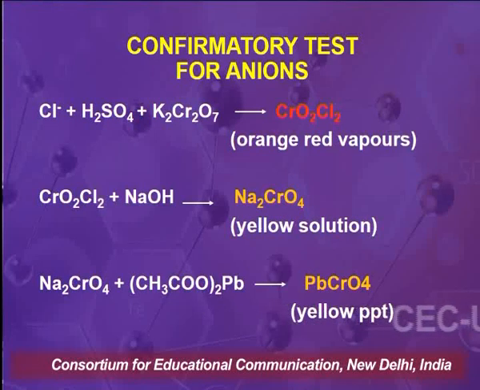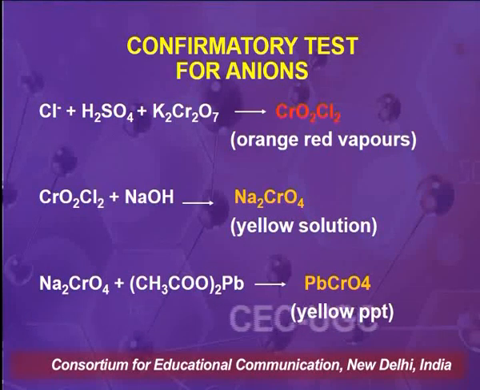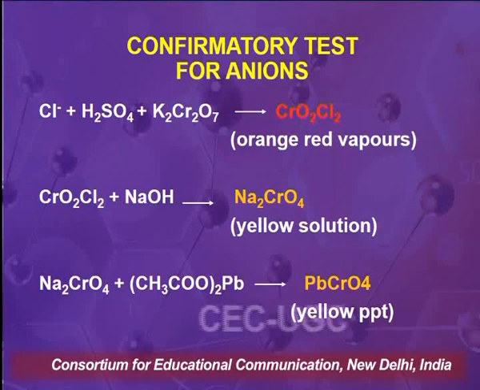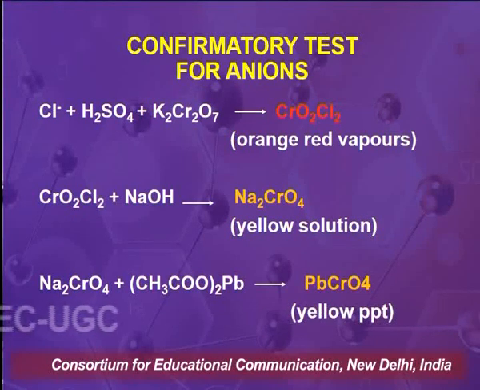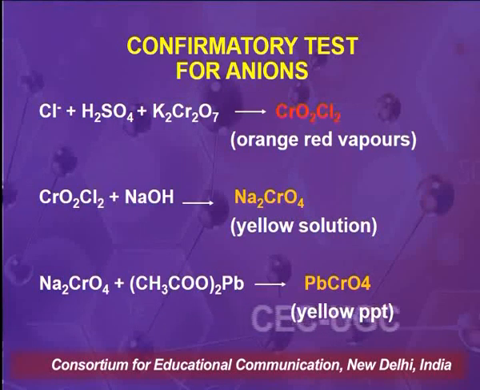These orange-red vapors, which are passed through NaOH, give a yellow solution of Na2CrO4, which is sodium chromate. To this yellow solution, if lead acetate is added, as in the third reaction, then yellow precipitates of lead chromate are observed, and all these three confirm the presence of chloride ions in a particular mixture.